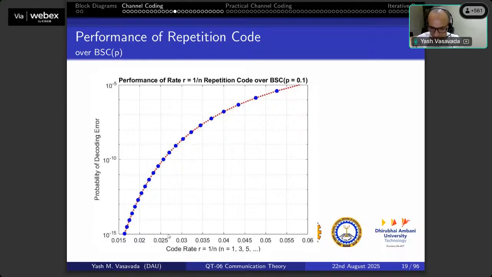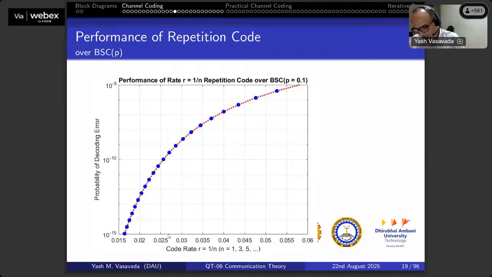So if you take one bit and repeat it 41 times, then even though the binary symmetric channel is corrupting the bits at the rate of about 1 out of 10, you will be able to transmit as many as 10 gigabits before one bit gets corrupted. And so that is the power of the simple repetition coding.